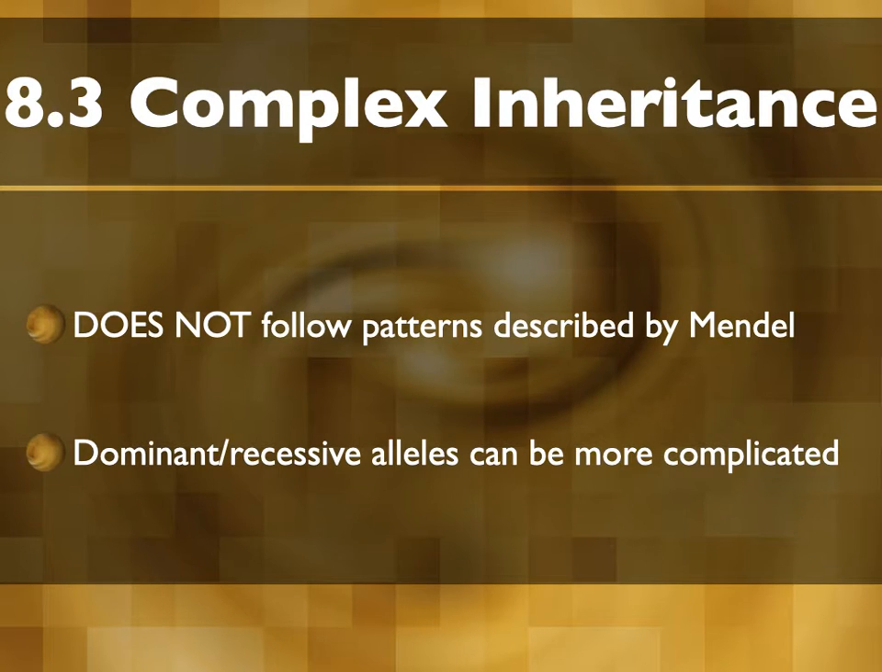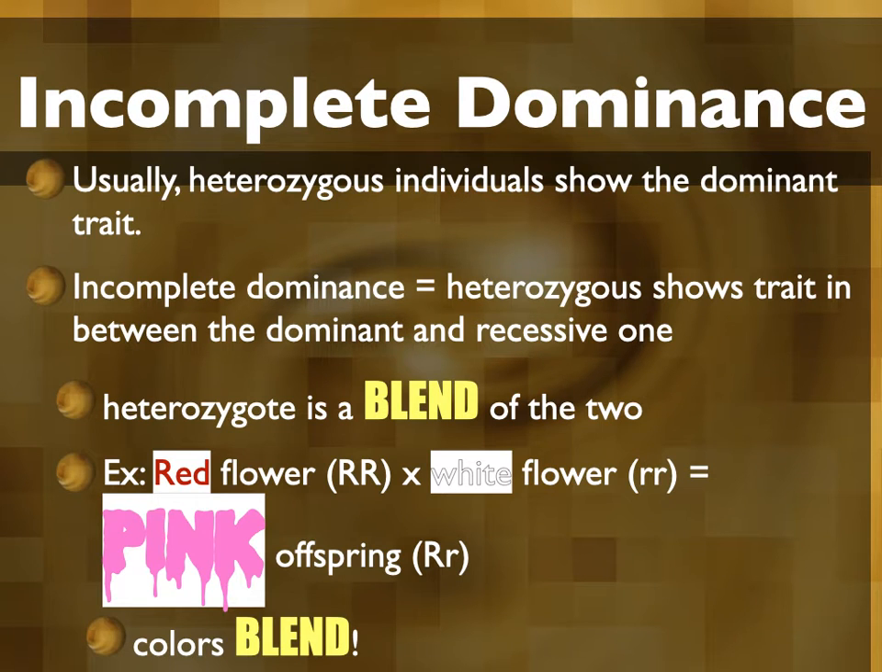Hello, I'm Mr. Baker, and this is our Chapter 8 on Mendelian genetics, and we're moving into complex inheritance. These are ones that do not follow the patterns described by Gregor Mendel, and it tells us that the dominant and recessive alleles that you've learned about can be far more complicated. One such way is incomplete dominance. Usually, heterozygous individuals show the dominant trait. Big, little, the big wins. But in incomplete dominance, it's like they tie, and you get a blend of the two.